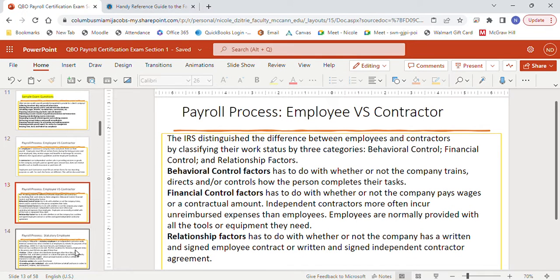The IRS distinguishes the difference between employees and contractors by classifying their work status by 3 categories: behavior control, financial control, and relationship factors. And then I have them down here.